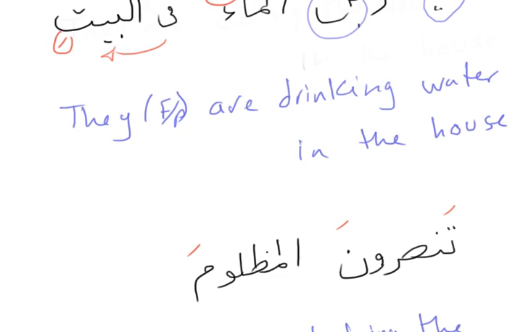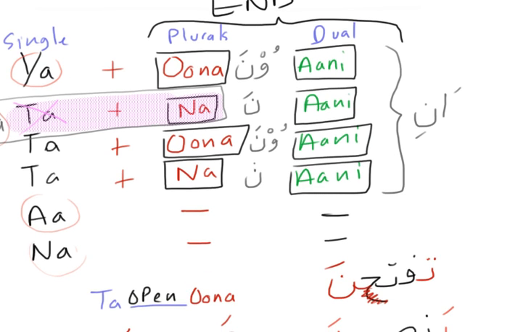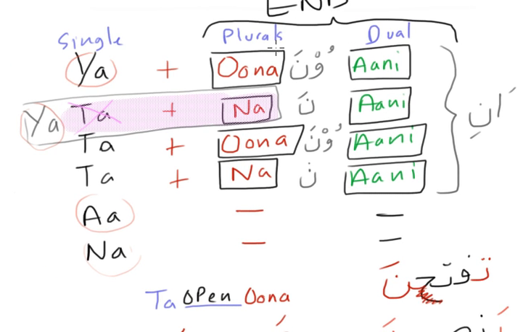So remember, the key thing here is that the plural and the duals are suffixes added onto the end of a verb, and they must also have one of these symbols at the beginning, whichever one corresponds to it. And secondly, that for the plural feminine of they, only they, not you, instead of a ta at the beginning, you have ya, and then the na at the end. Okay, hope that makes sense.